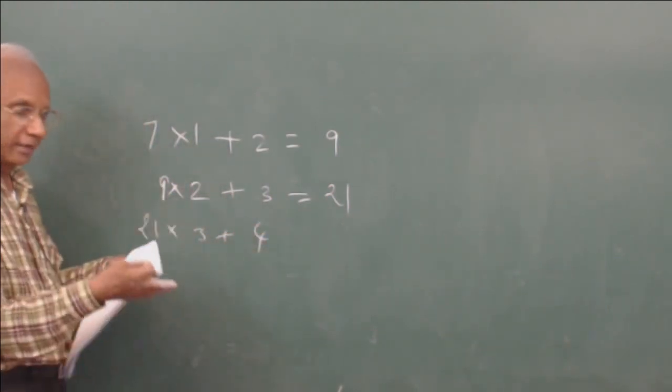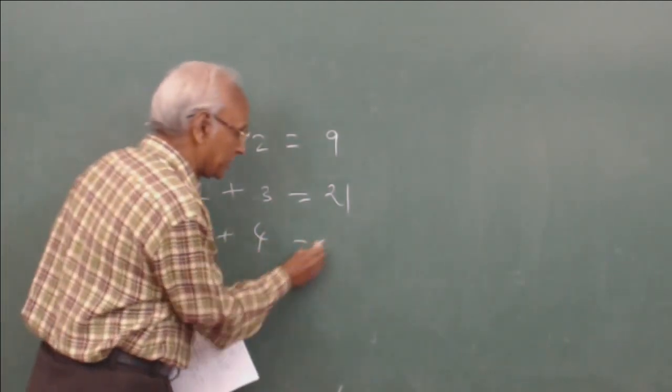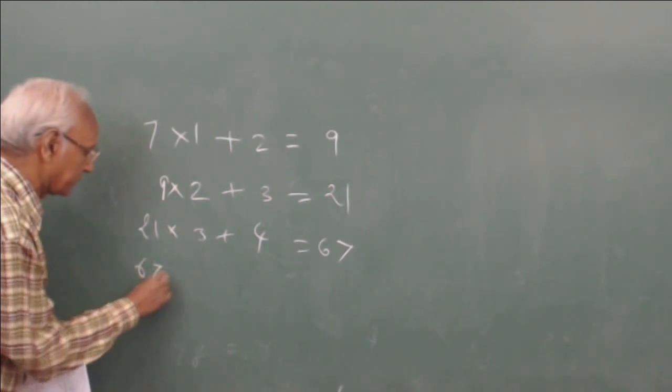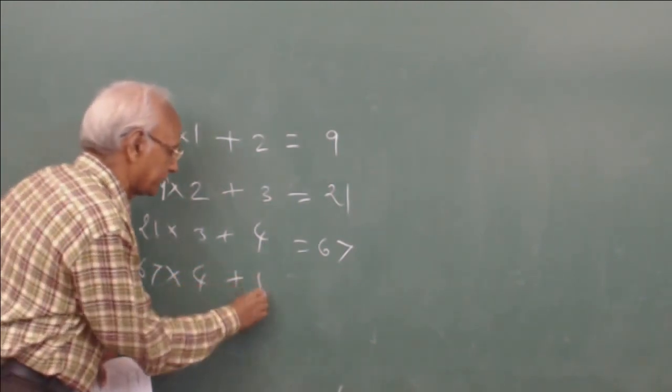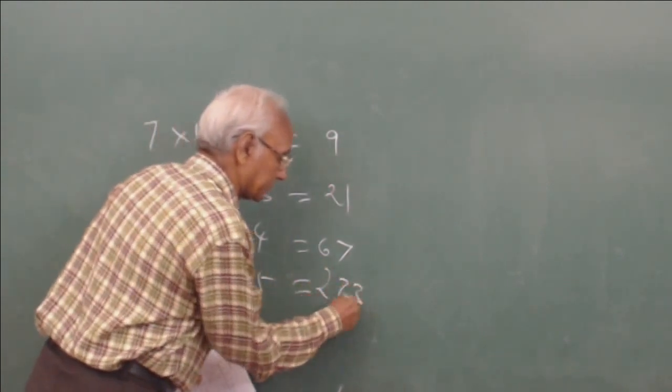That you have to find out only by trial and error. But once you find that 21 into 3 is 63, plus 4, 67 comes, that means we are on the right track. That 67 will come here. 67 into 4 plus 5, how much is it? This comes to 273. Very good. That is there already.